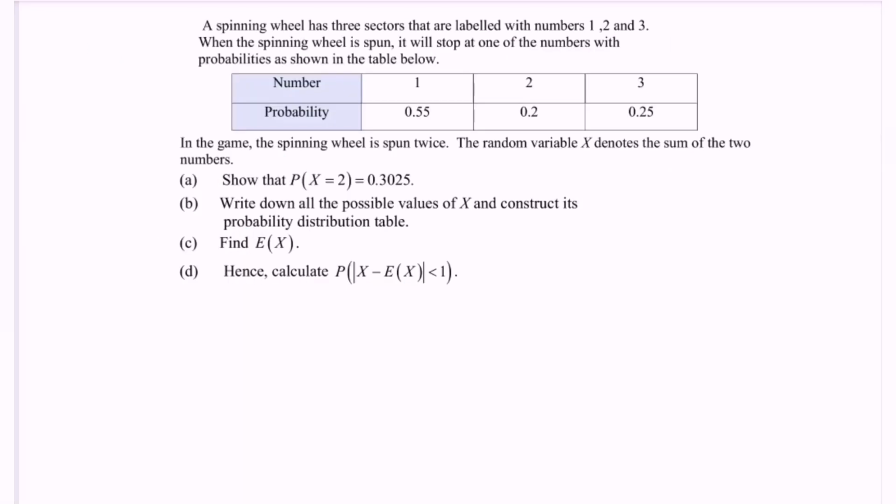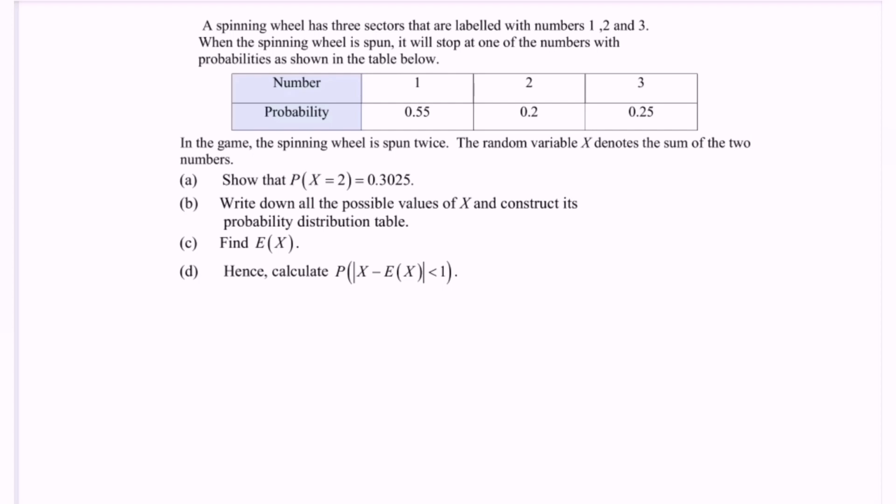Hello everyone, in this video I'm going to discuss an example of a random variable. Kindly refer to the question. A spinning wheel has 3 sectors that are labeled with the numbers 1, 2, 3. When the spinning wheel is spun, it will stop at one of the numbers with the probability as shown in the table below. In the game, the spinning wheel is spun twice. The random variable X denotes the sum of the two numbers.